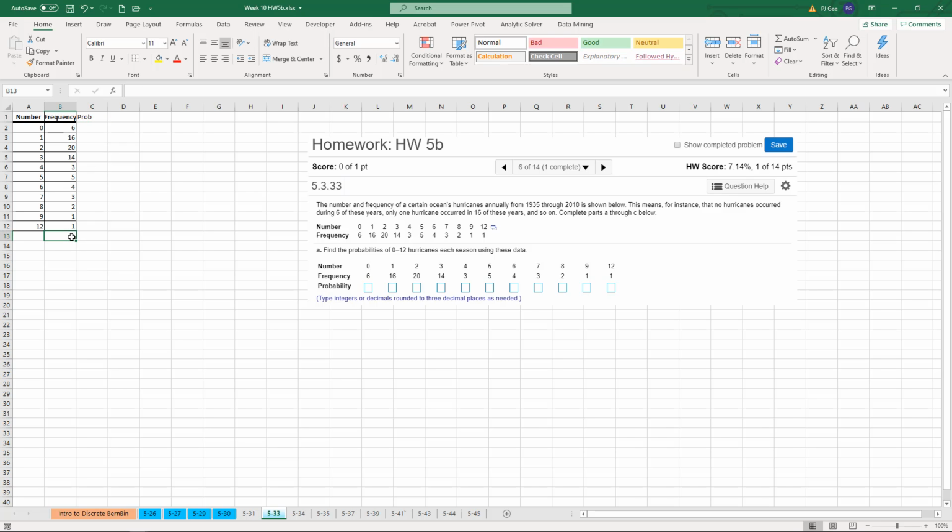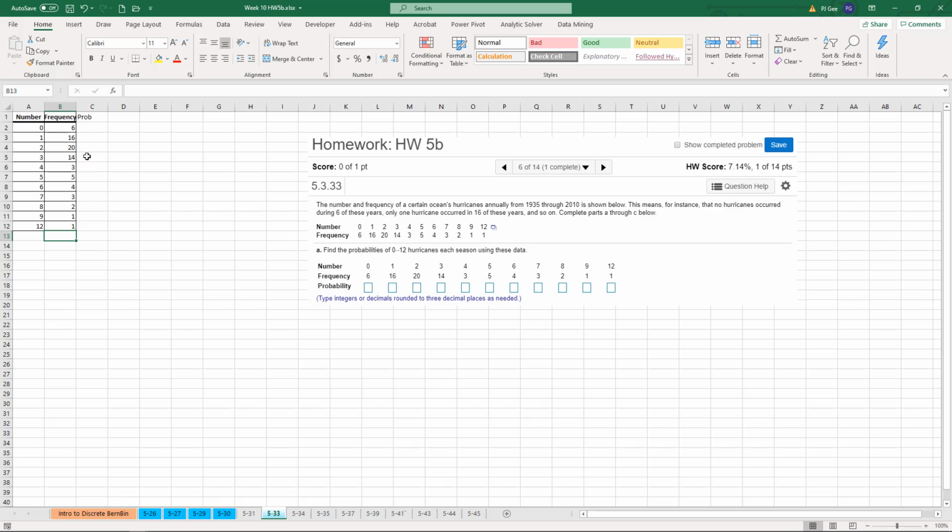Okay, so we have the frequency of 0 is 6, the frequency of 1 is 16. So kind of take a quick look through here. It's kind of weighted to fewer than more, right? So there's more occurring down here at a lower number. So 16 times they only had 1 hurricane wherever this is.